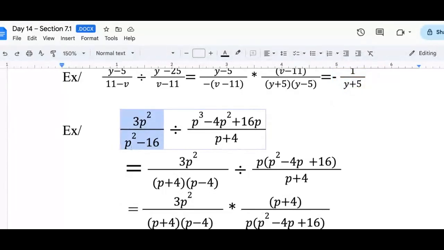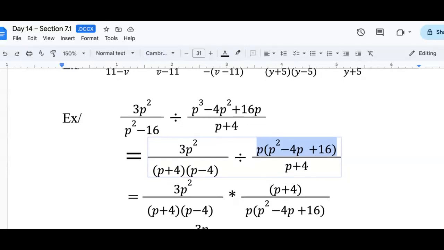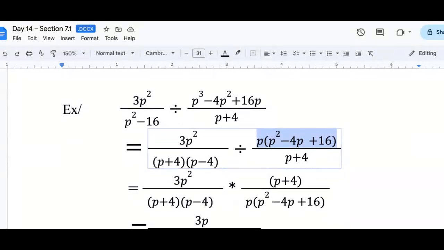So this is all similar. p squared minus 16, difference of two squares. We want to factor as p plus 4, p minus 4. p cubed minus 4p squared plus 16p, we want to factor out p first. So once we factor out p, the leftover is inside the parentheses, and we probably can factor that if we could.